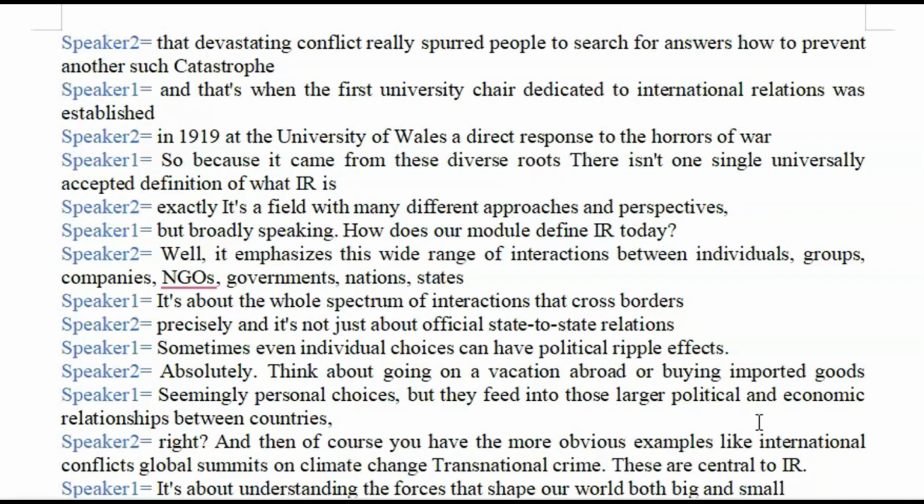So because it came from these diverse roots, there isn't one single universally accepted definition of what IR is. Exactly. It's a field with many different approaches and perspectives. But broadly speaking, how does our module define IR today? Well, it emphasizes this wide range of interactions between individuals, groups, companies, NGOs, governments, nations, states. It's about the whole spectrum of interactions that cross borders.